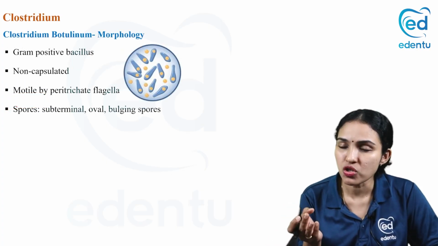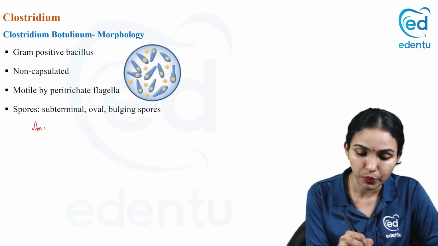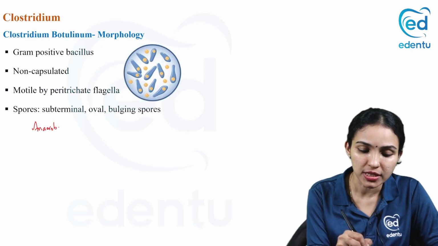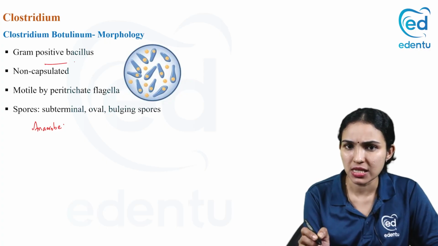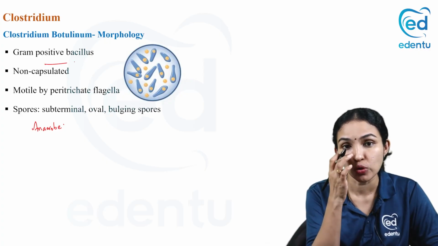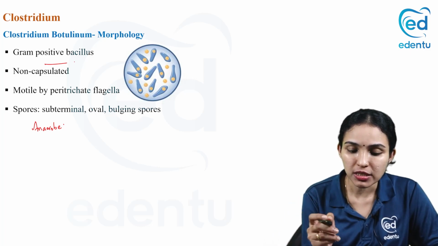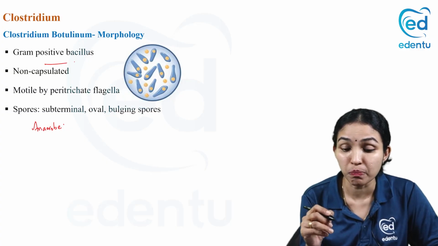Like the other Clostridia, this is also an obligate anaerobe. Remember, this is an obligate anaerobe, so that point should definitely be there when you write. It's a gram-positive bacillus. There is no capsule. And this one is also motile. The only exception for motility among Clostridia was Clostridium perfringens, which was non-motile.